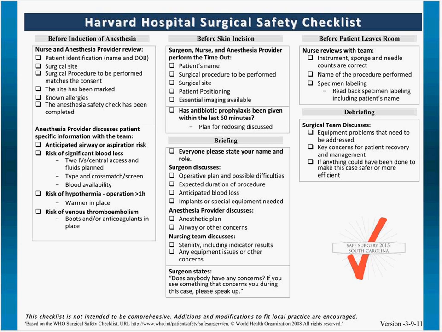And has the anesthesia safety check been completed? It has, and I think the next part is mine. The anesthesia, let's see. So I will discuss with you the specific information. So anticipated airway or aspiration risk, I don't anticipate to have any problems. We'll use endotracheal tube. Risk of significant blood loss. There shouldn't be much blood loss in this operation, but I do have 2 peripheral IVs in place. I don't think we need any blood available, and I don't think we need a type and screen for this operation.